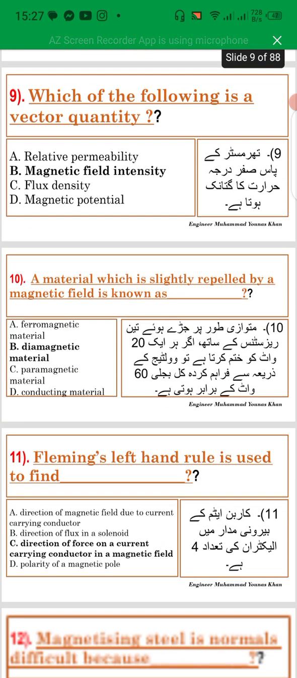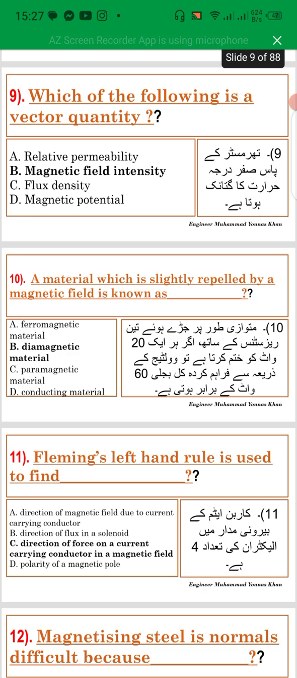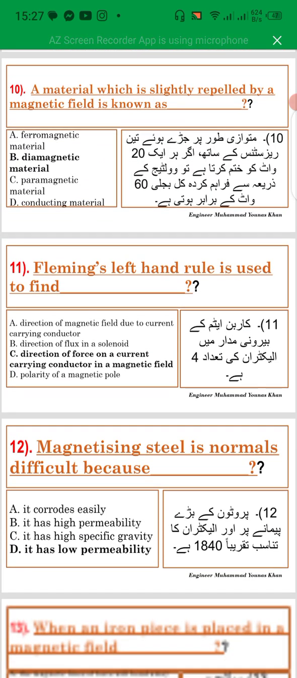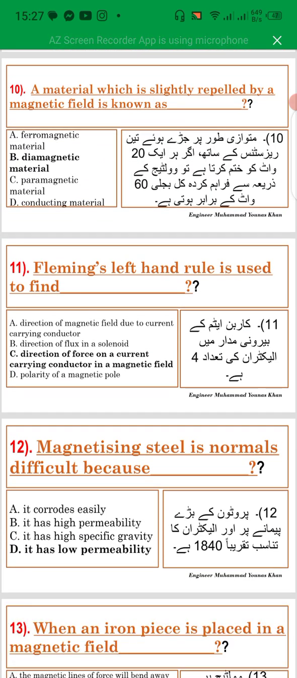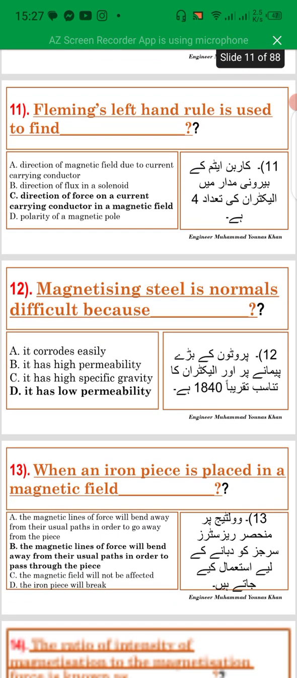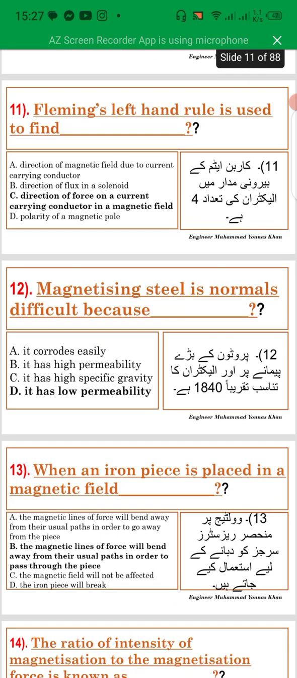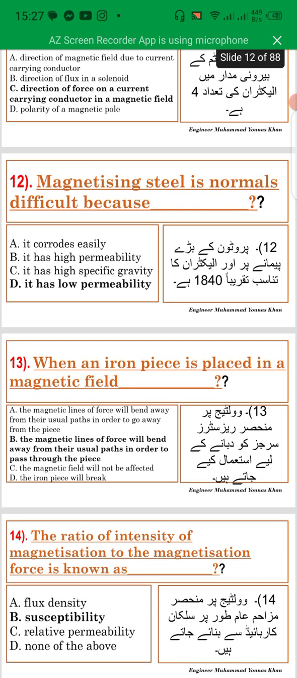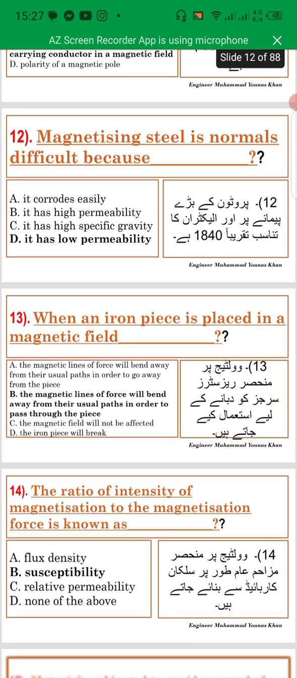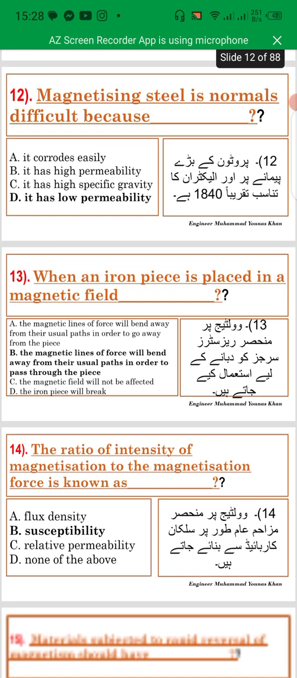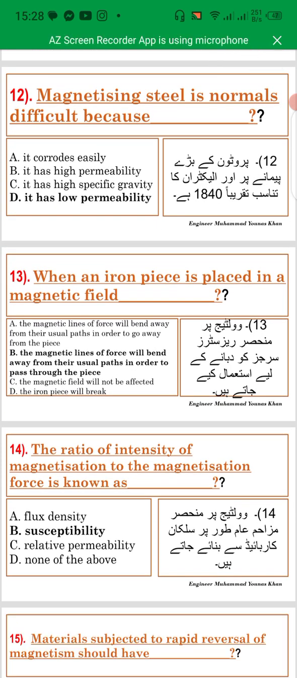Which of the following is a vector quantity? Magnetic field intensity. A material which is slightly repelled by a magnetic field is known as a diamagnetic material. Fleming's left-hand rule is used to find the direction of force on a current-carrying conductor in a magnetic field. Magnetizing steel is normally difficult because it has low permeability.